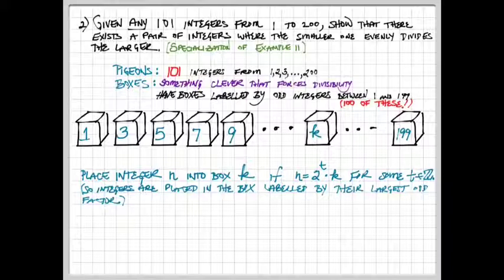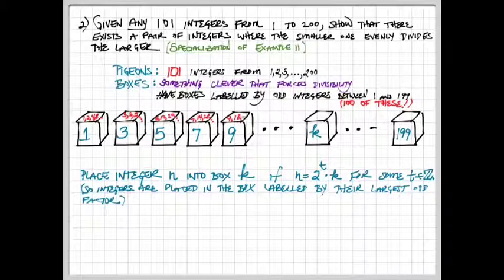So of all the 101 integers that you've selected, place an integer, let's call it n, into box k if n can be written as a power of 2 times k. We call k the odd part, or you could think about it as the largest odd factor that divides n. Just as some examples here, in the box that contains 1, we're going to have 1, 2, 4, 8, 16 if they happen to occur.